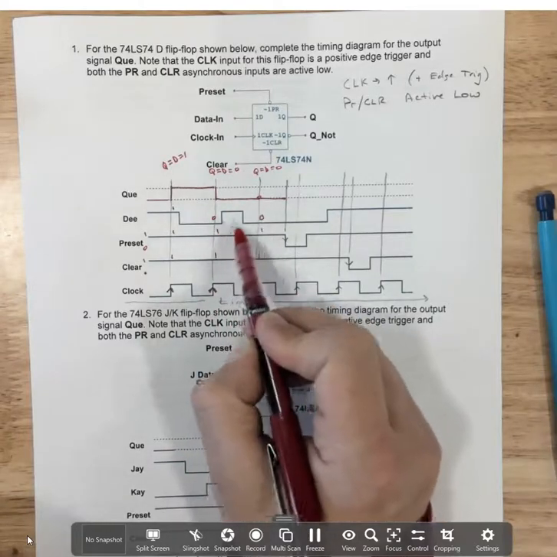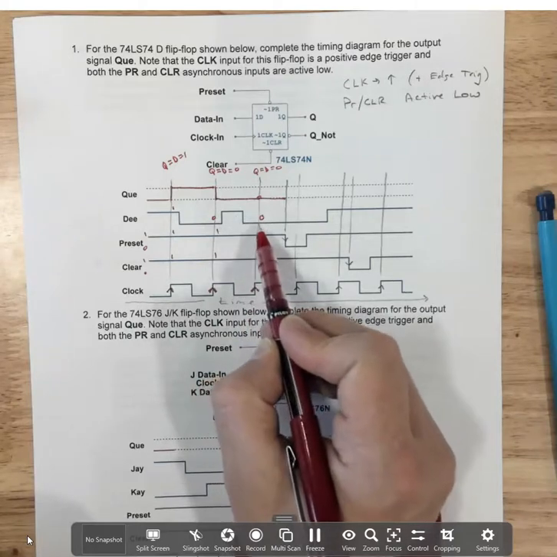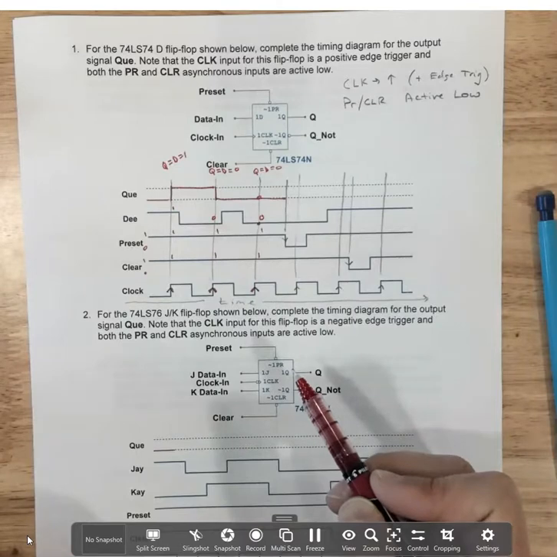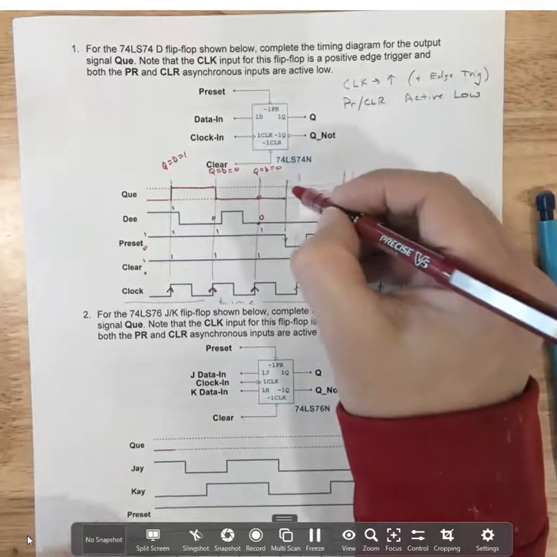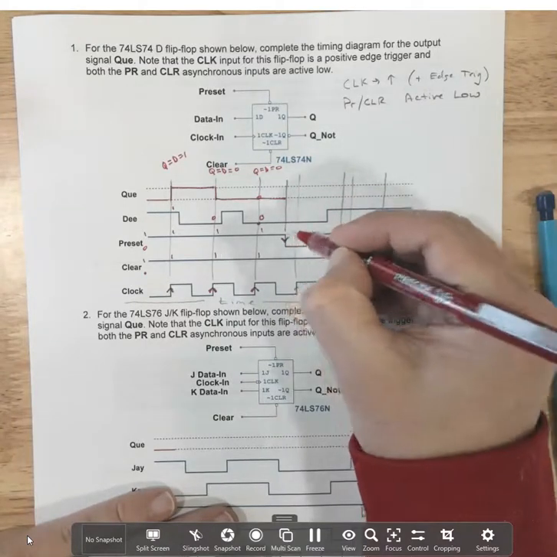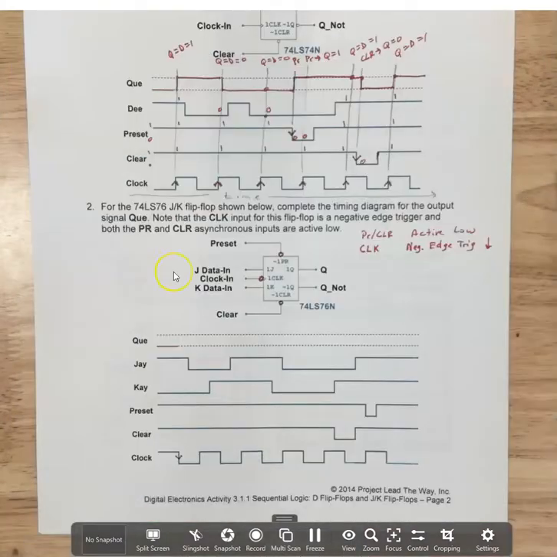Q is not worried about what D is doing. It could go up and down a bunch of times. It's just at this instant right here that it matters what D is. All right, so at the next interval, looking down, why did I mark that one? I marked it because preset became active.